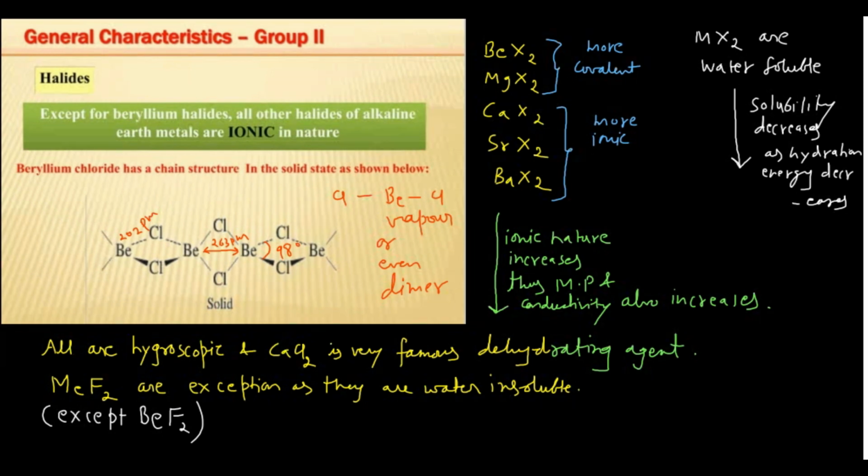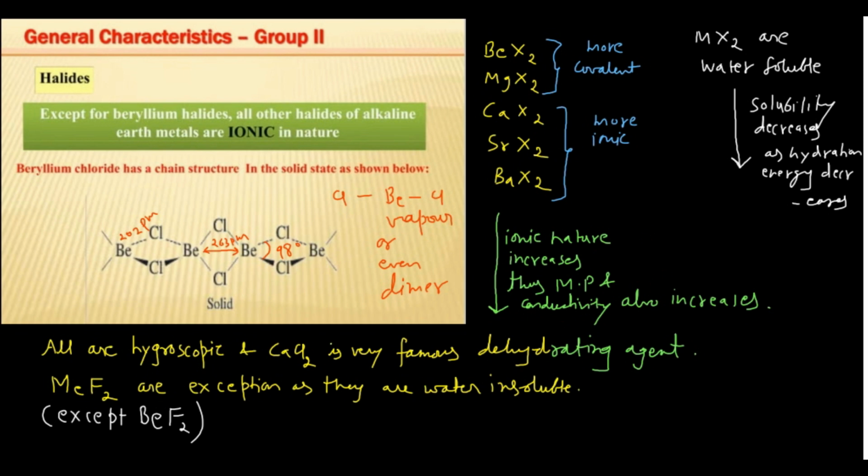When it comes to solubility in water, these MX2 halides are water soluble, and the solubility decreases as we go down the group. Barium halides are less soluble, and this happens because hydration energy also decreases when we move down the group. But when moving down the group, the ionic character increases, which means a higher melting point, and conductivity also increases. So conductivity and melting point increase down the group for these halides.